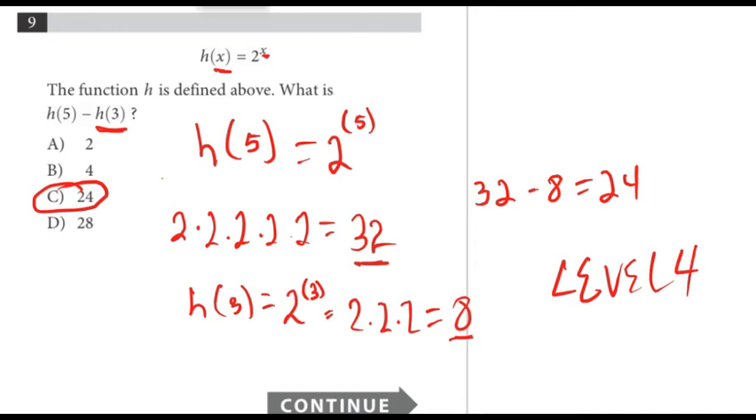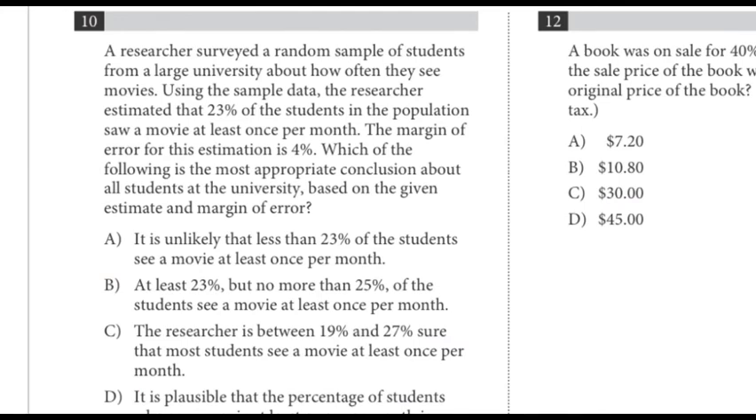Let's go to number 10. A researcher surveyed a random sample of students from a large university about how often they see movies. Using the sample data, the researcher estimated that 23% of the students in the population saw a movie at least once per month. The margin of error for this estimation is 4%. Which of the following is the most appropriate conclusion about all students at the university based on the given estimate and margin of error?